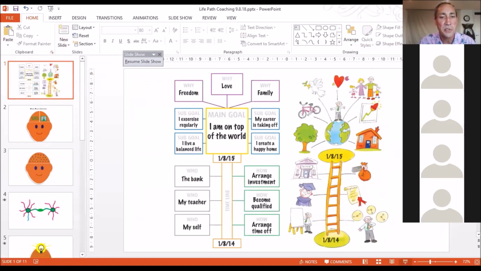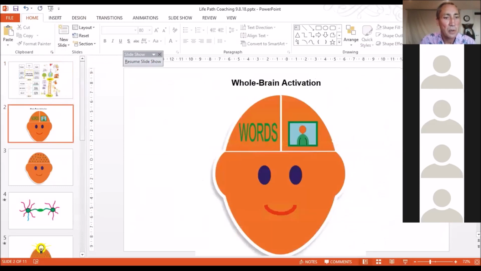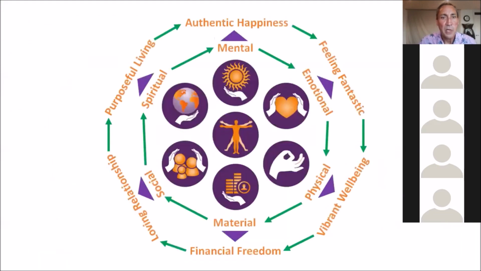My cursor seems to be moving around but not showing. So here we are. 7 goal maps. In the center is a goal map for your life generally. And then around the outside, happiness, self-esteem, feeling fantastic about yourself, vibrant well-being, financial freedom, great relationships, and purposeful living.